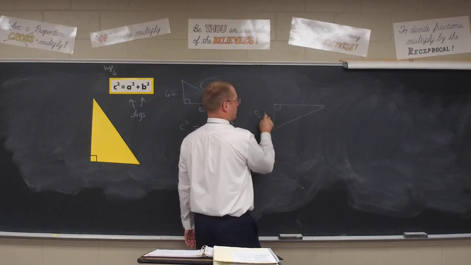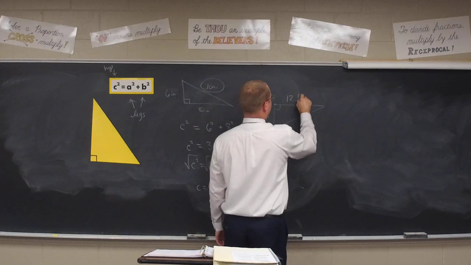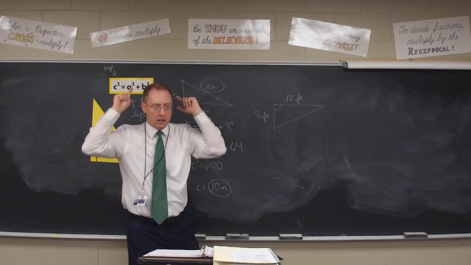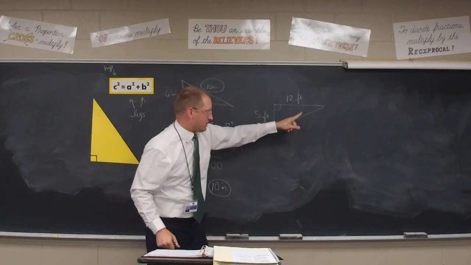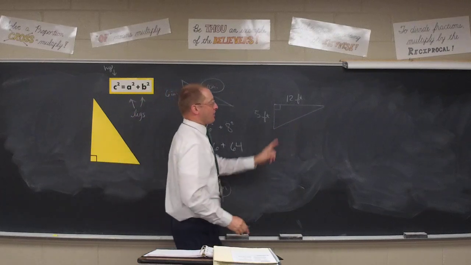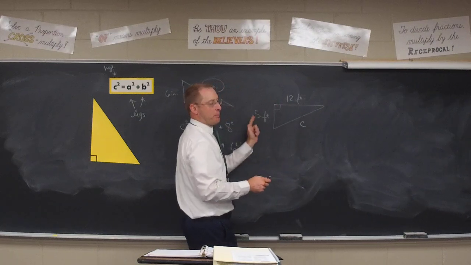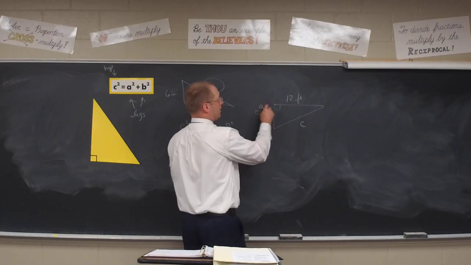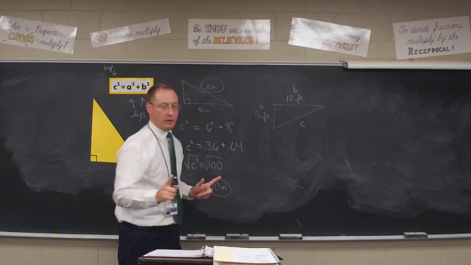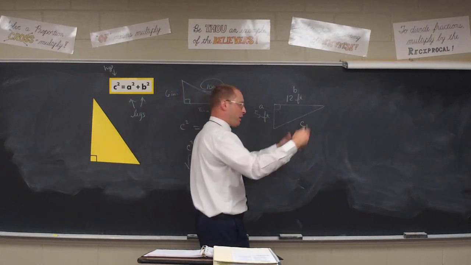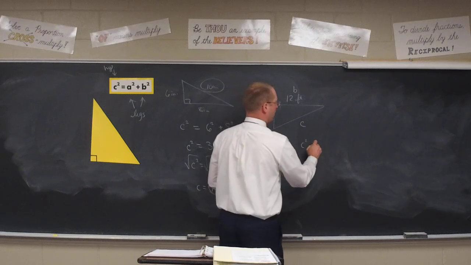I got a 5-foot side labeled and a 12-foot side labeled. But class, these 2 sides are the legs. This is the hypotenuse. The hypotenuse we represent with the letter C. The legs are represented with the letters A and B. And we know the Pythagorean theorem says, class, C squared equals A squared plus B squared.